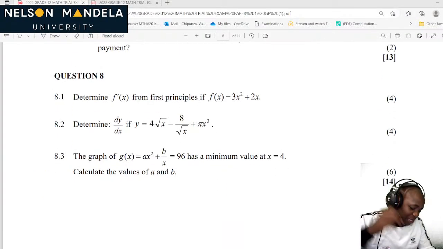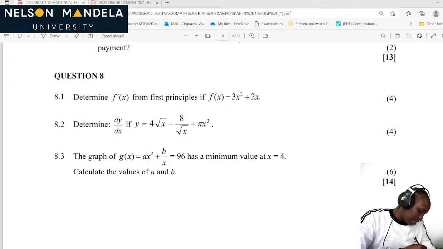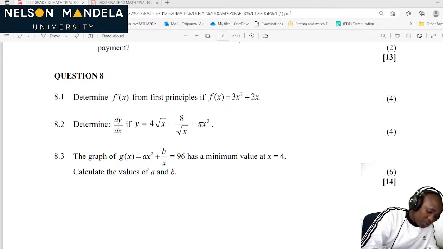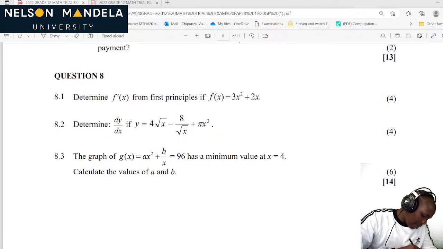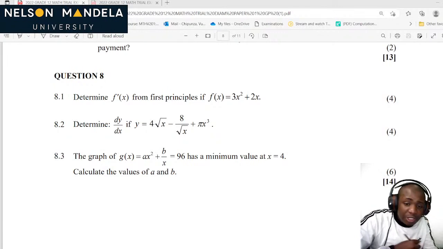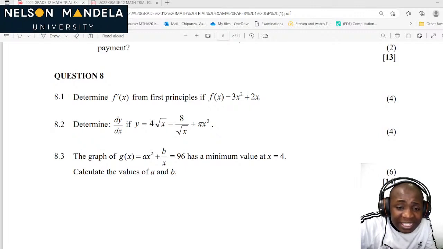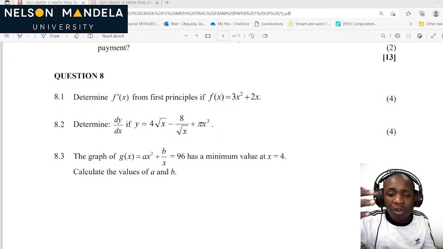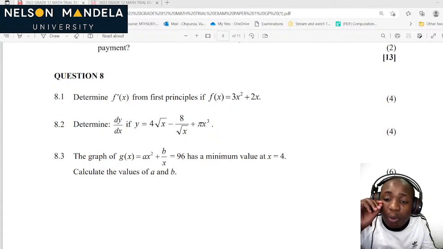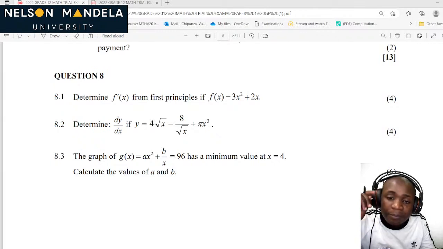Now on 8.2, let's rule that red column. So now we are on 8.2. 8.2, determine dy by dx if y is equal to the given expression. Okay. Now, they are no longer saying from first principles. So now we want to apply what we call the power rule.